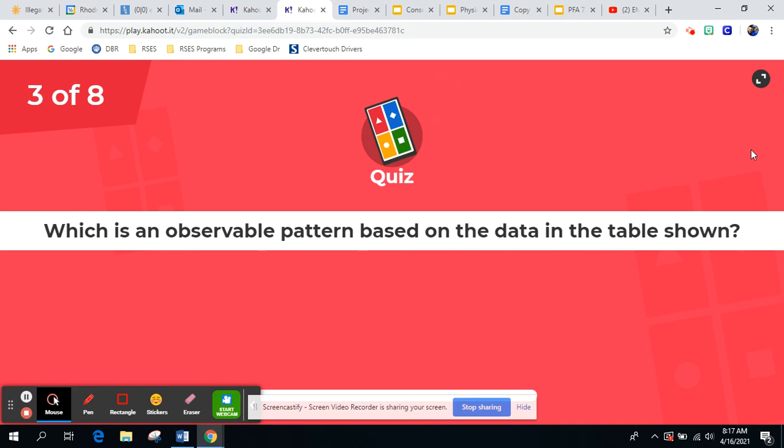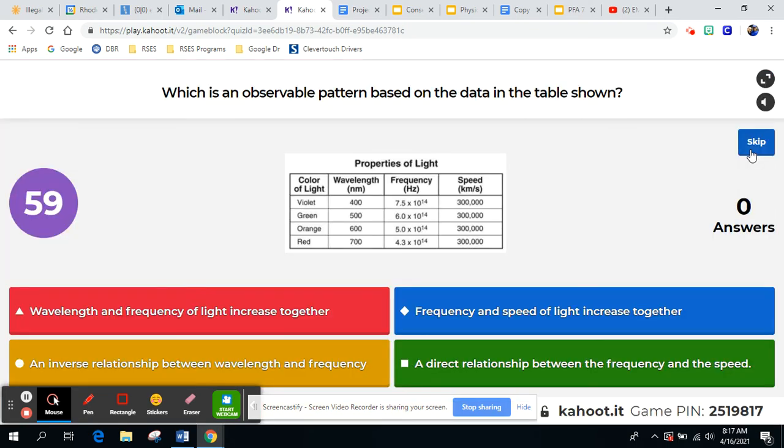Ooh, there's going to be some data here, and you have to figure out a pattern from it. So pause while you look over it.